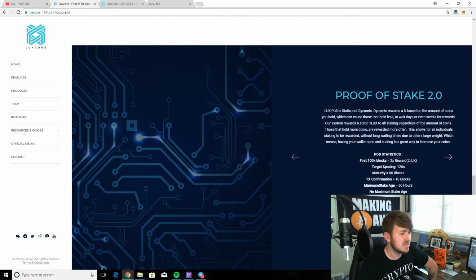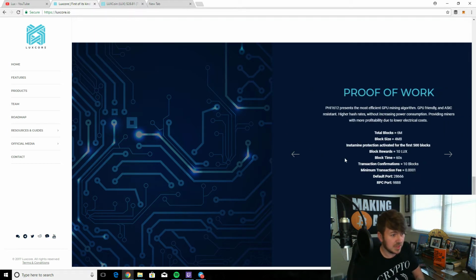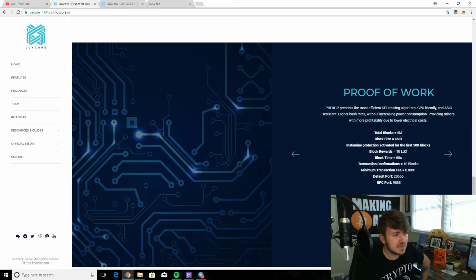Proof of stake 2.0. Okay, so we all know what proof of stake is, well, for those who don't know, you get rewards for actually staking your tokens in your wallet. Okay, proof of work. Oh, hey, it's a hybrid wallet. Proof of work, so it's GPU mining. Apparently, this is the most efficient GPU mining algorithm, GPU friendly, ASIC resistant, higher hash rates without increasing power consumption, providing miners with more profitability due to lower electrical costs.